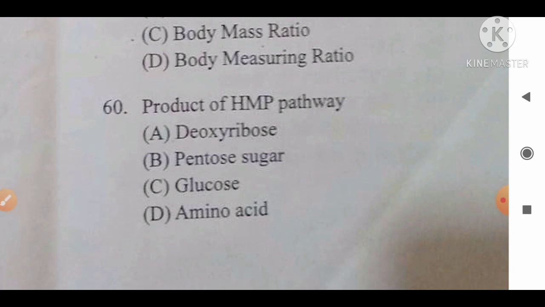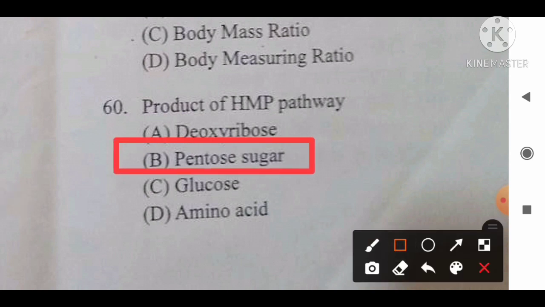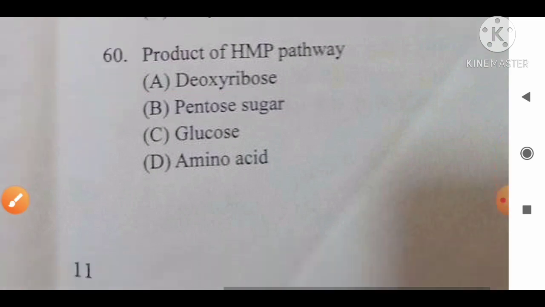Product of HMP pathway is option A, deoxyribose, B, pentose sugar, C, glucose, D, amino acid. Fact available regarding this question: the HMP pathway is an alternative pathway to glycolysis and is used to produce ribose 5-phosphate and nicotinamide adenine dinucleotide phosphate, that is NADPH. It occurs in oxidative as well as non-oxidative phases. So we can say the product of HMP pathway is ribose 5-phosphate, that is a pentose sugar. So option B, pentose sugar, will be the correct answer for this question. Move to the next question, number 61.